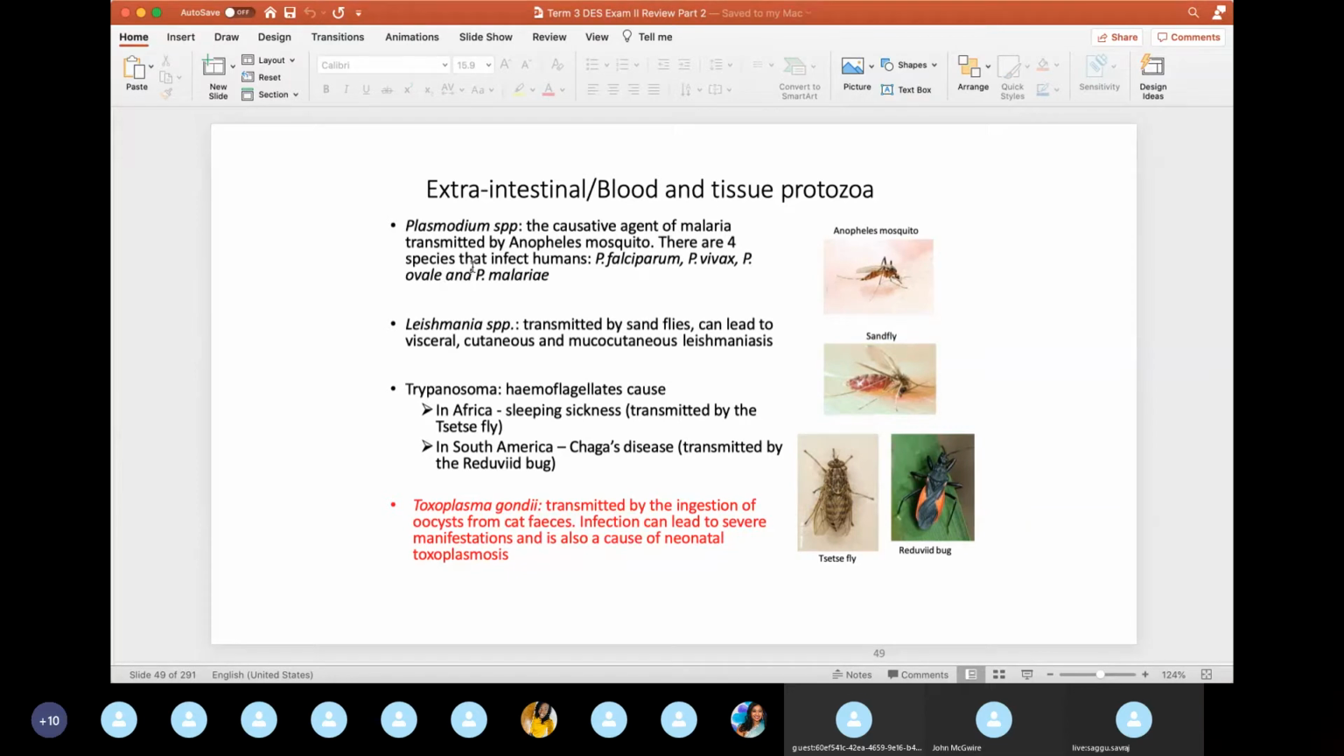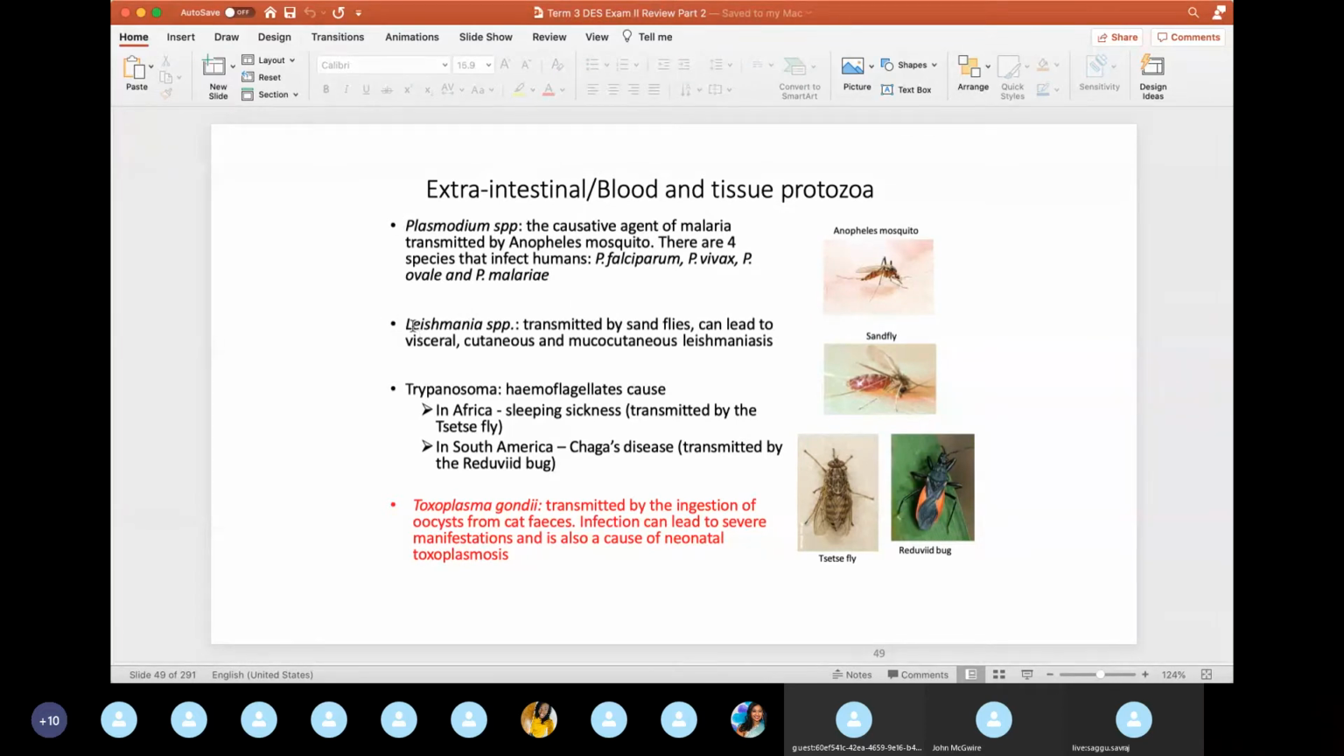And they are transmitted by what? Anopheles mosquito, specifically the female Anopheles mosquito. So early in the morning and later in the afternoon, don't go out, right? Especially in summer, because the female Anopheles mosquito, that's their feeding time. Okay.